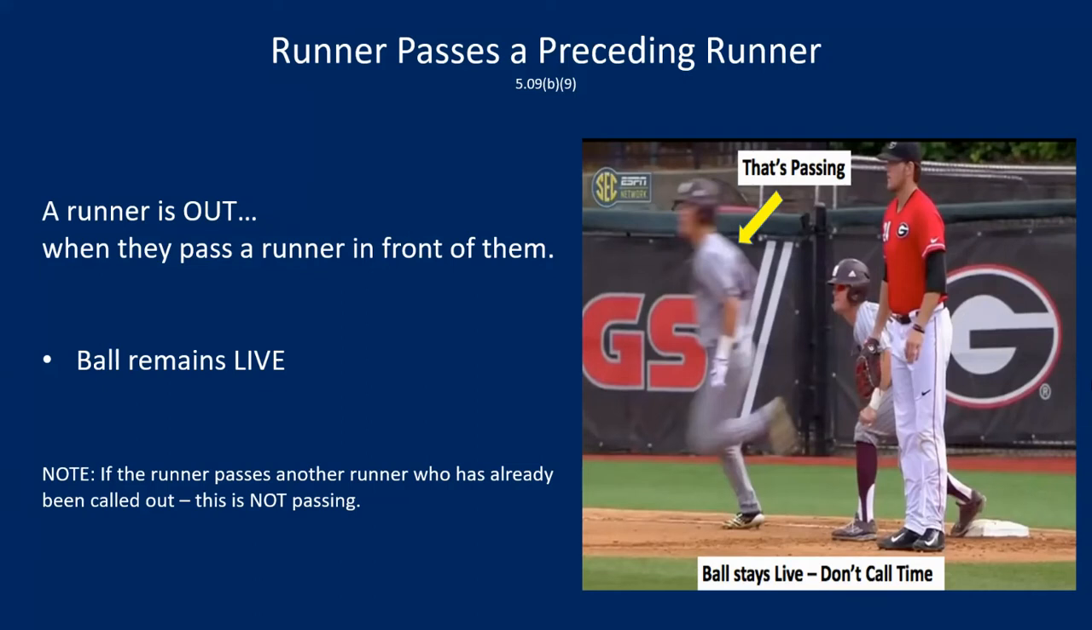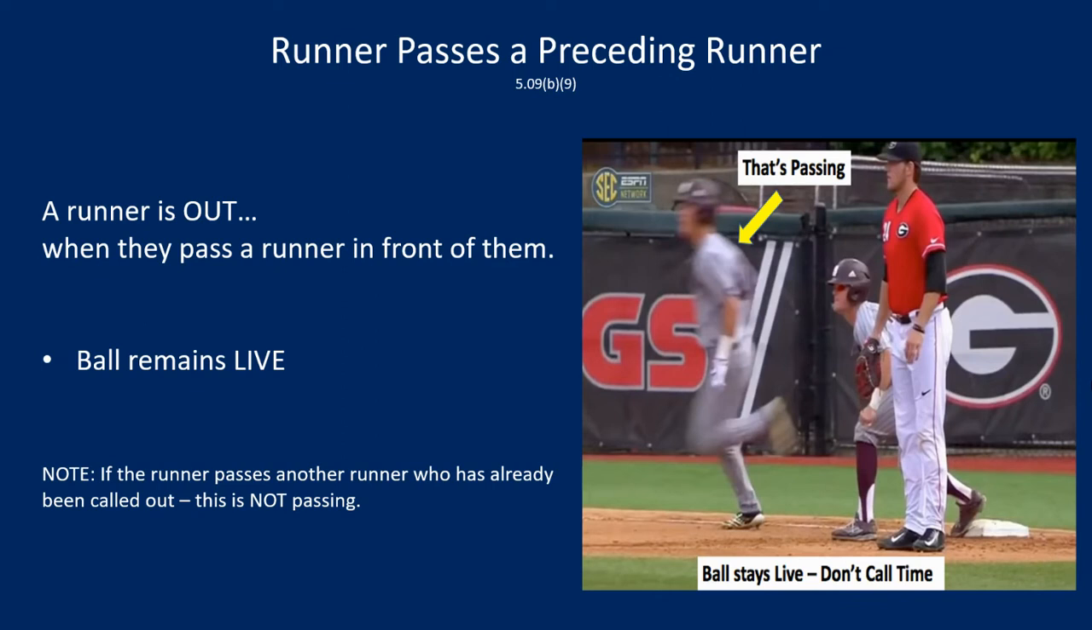The next rule I'm going to talk about is when a runner passes another runner. If a runner passes another runner, that runner is out. Now, this rule only applies if the runner that they've passed is still in play. So if that runner's been out and they're trying to exit the field, then this rule wouldn't apply. But anytime the runners are both still making a play and trying to run the bases, if one of them passes the other, they're out. There's no need to appeal.